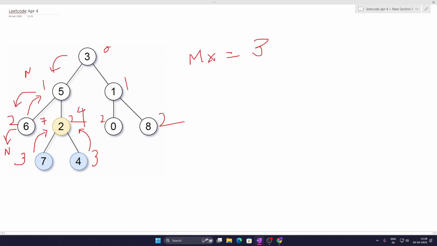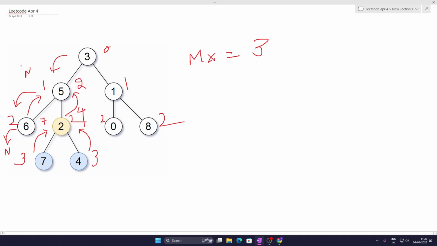At node 2 we have two values, one is 7 and another is 4. If from any node we are able to get two values, then that is the lowest common ancestor. Here we got two values, right? Then it is the lowest common ancestor. Then this node returns its value to its parent.